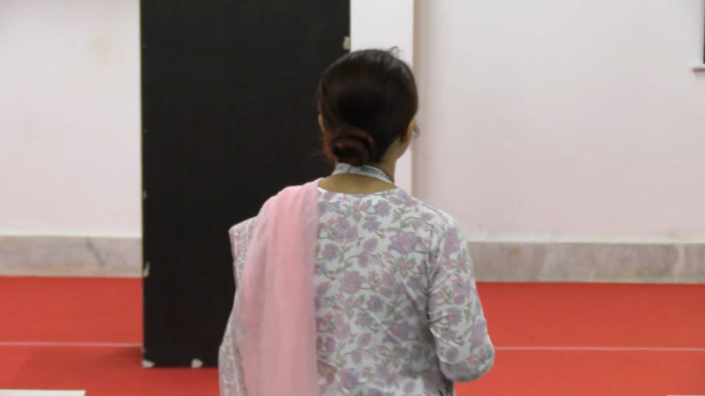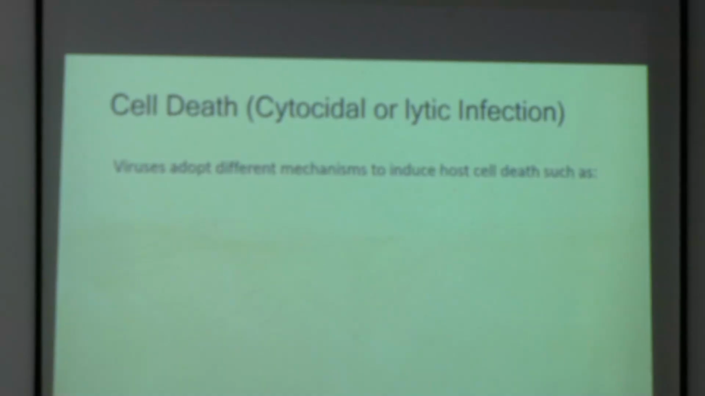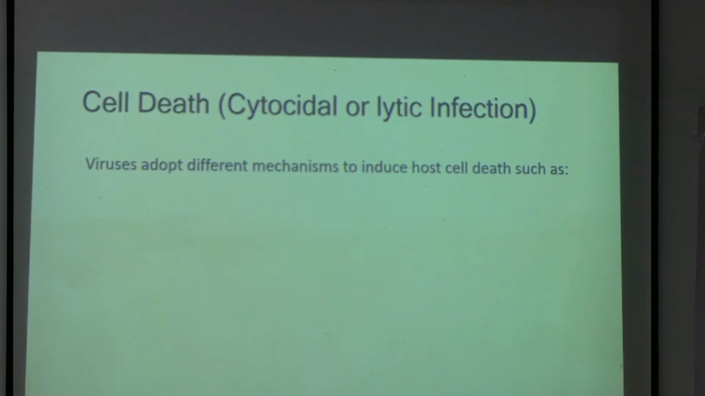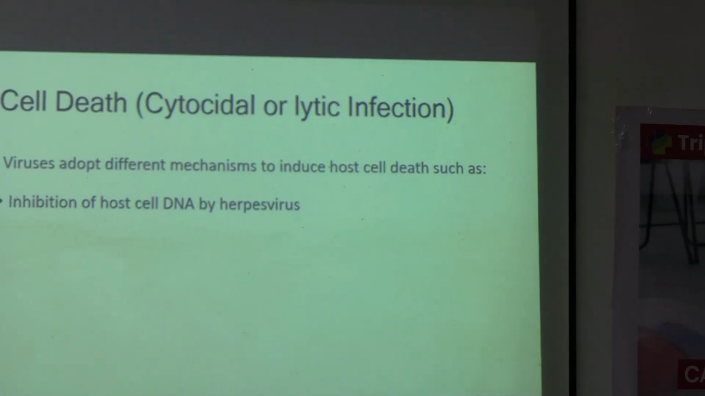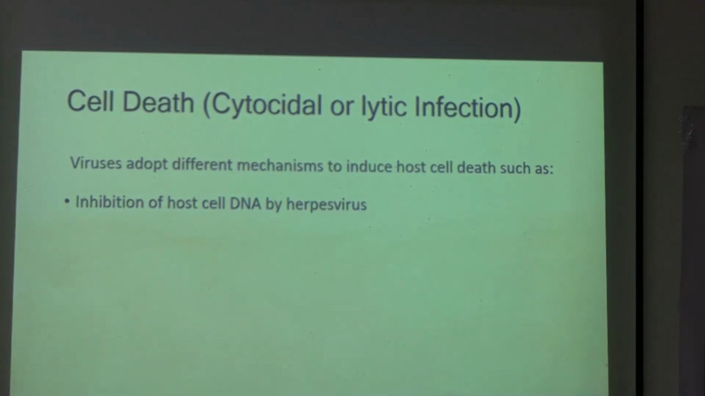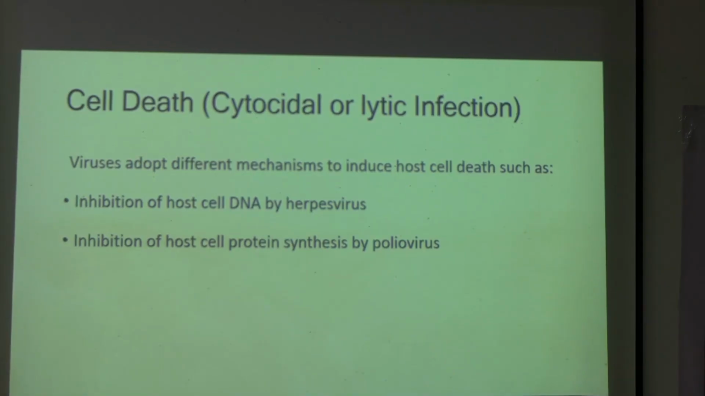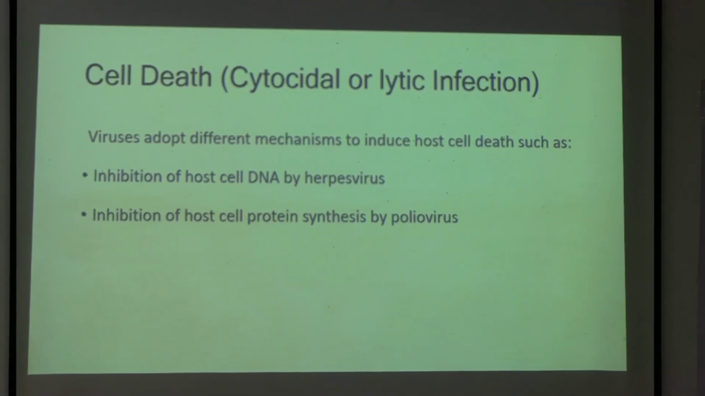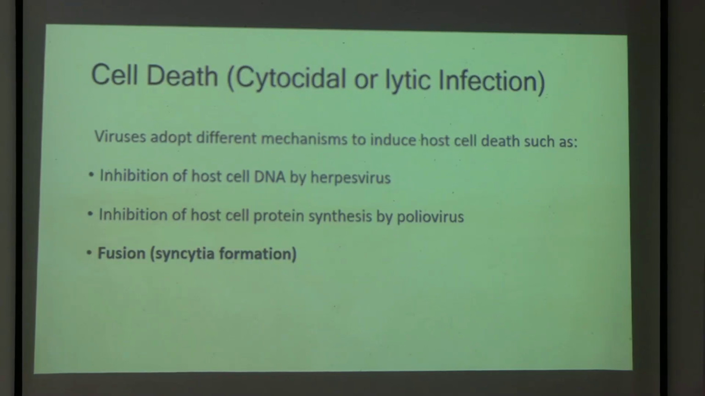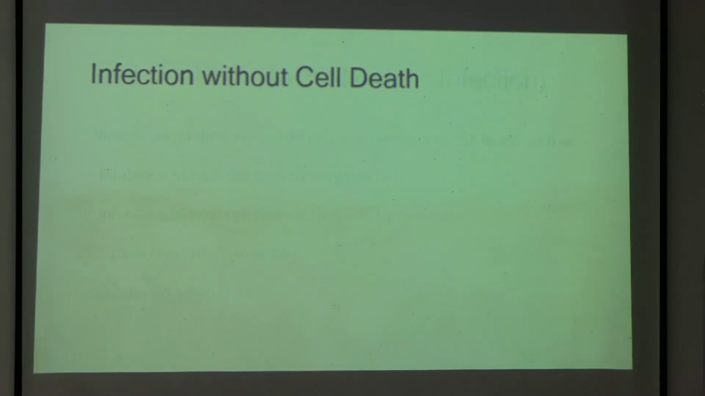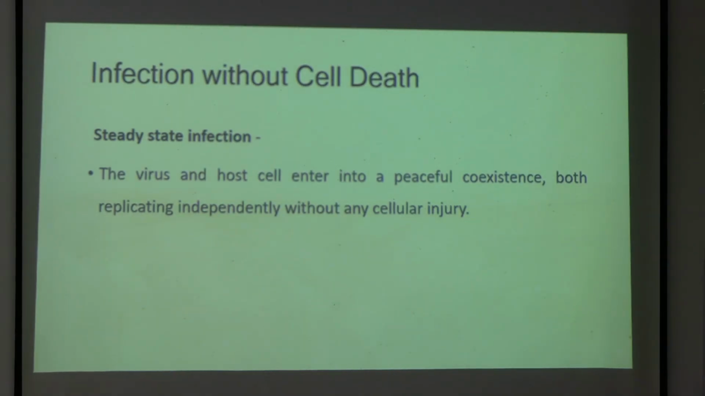Then there is something called cell death. Viruses adopt different mechanisms to induce cell death in the host. How do they do it? They either inhibit the host cell DNA, which is mainly seen in herpes virus, or they inhibit host cell protein synthesis, which is classically done by the polio virus. Then fusion and immune mediated lysis. There are certain infections that can take place without cell death.